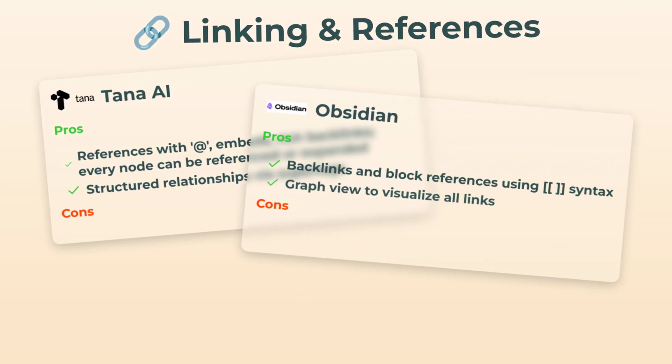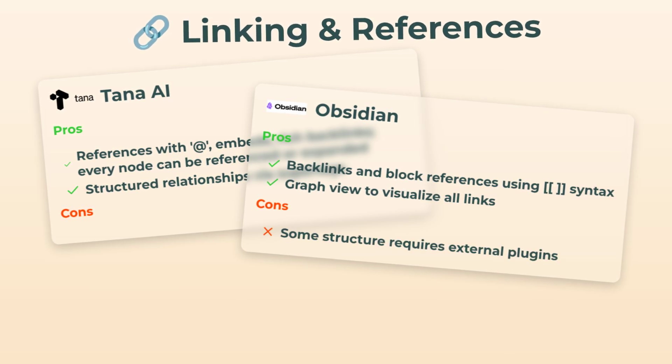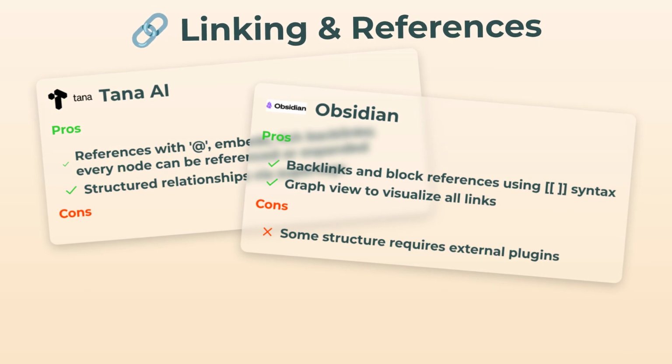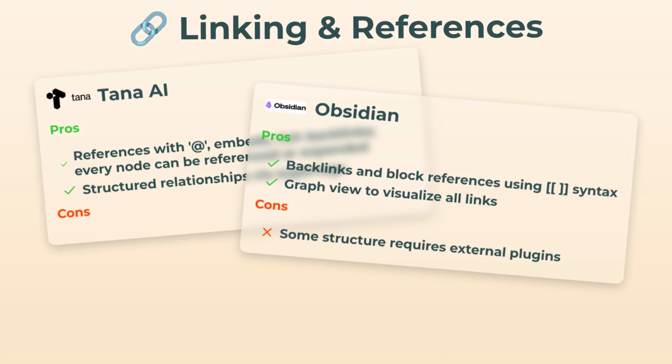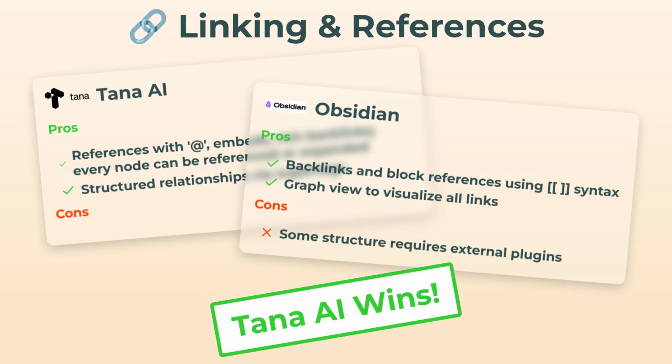Obsidian, meanwhile, relies on that classic double bracket link thing, which is tried and true and fast. There's even a graph view for the visual learners. Downsides? If you want anything more advanced, you're back to the plugin game. Both are awesome, but Tana just feels a little more flexible here.